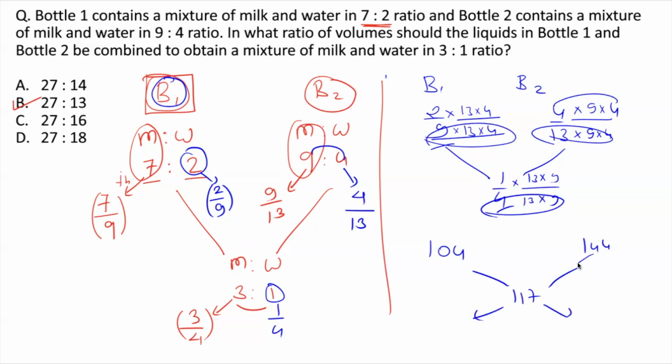Using alligations, 144 minus 117 is 27. 117 minus 104 would be 13. Again, we get the same answer, 27:13. Very simple question based on the rule of alligations. I hope this is very clear to everybody.